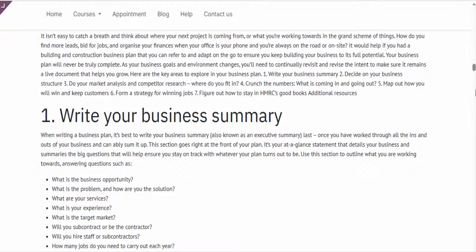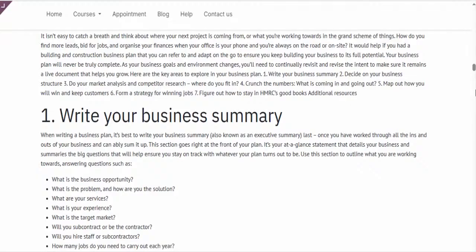Your business plan will never be truly complete. As your business goals and environment change, you'll need to continually revisit and revise the plan to make sure it remains a live document that helps you grow. Here are the key areas to explore in your business plan.